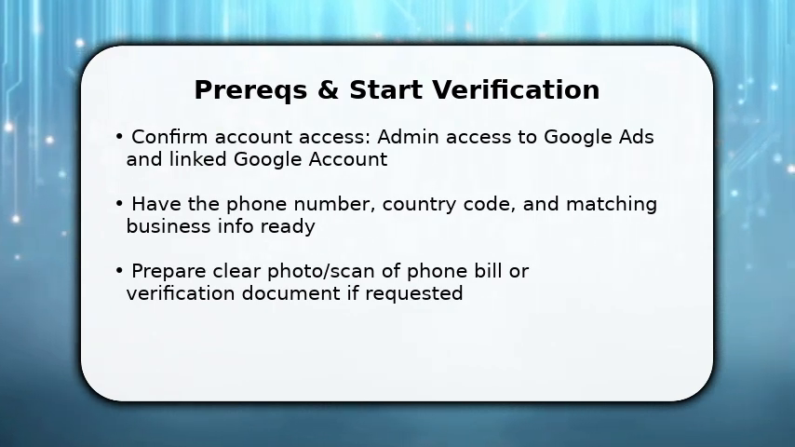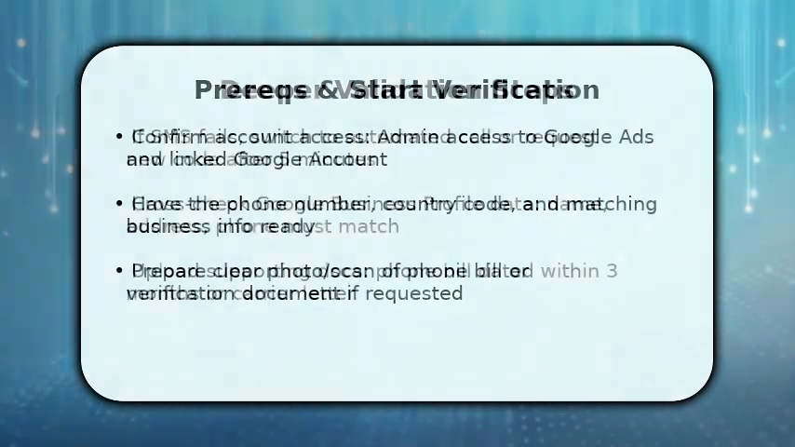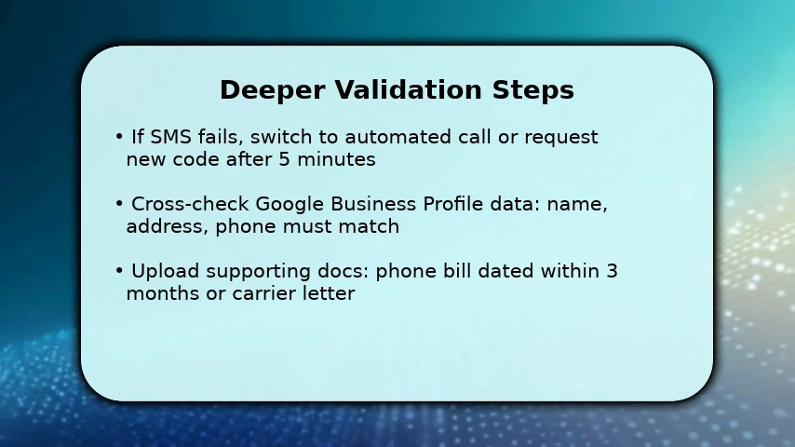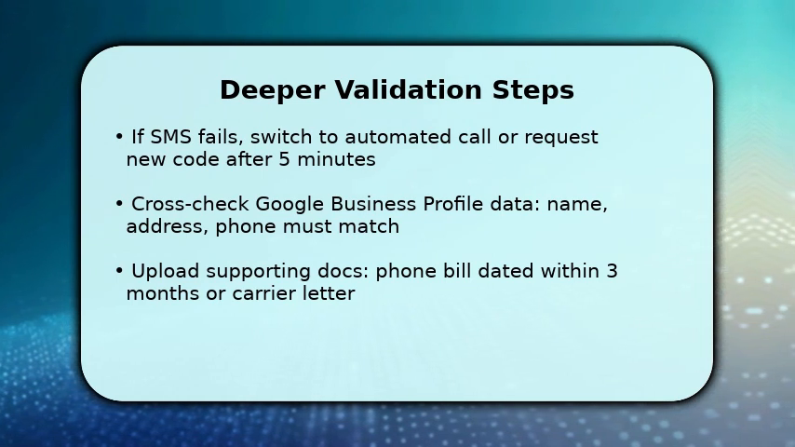If the initial code fails, don't panic. Try the automated call option and request a fresh code after waiting 5 minutes to avoid rate limits. Next, make sure your Google Business Profile fields exactly match the number and business name in ads.